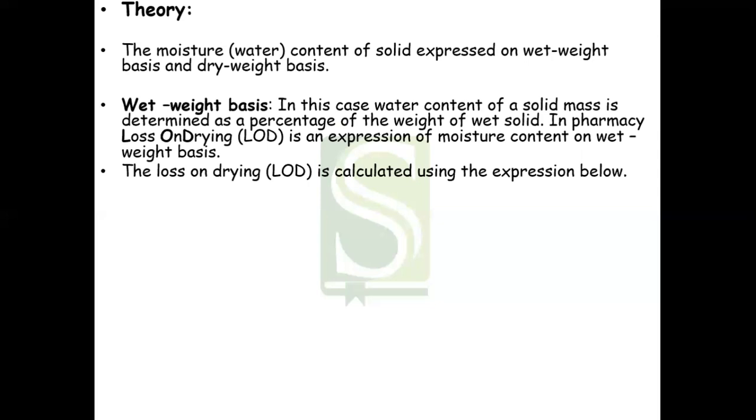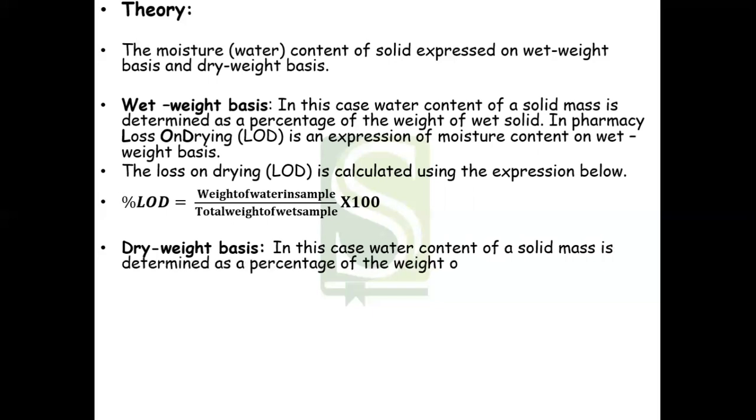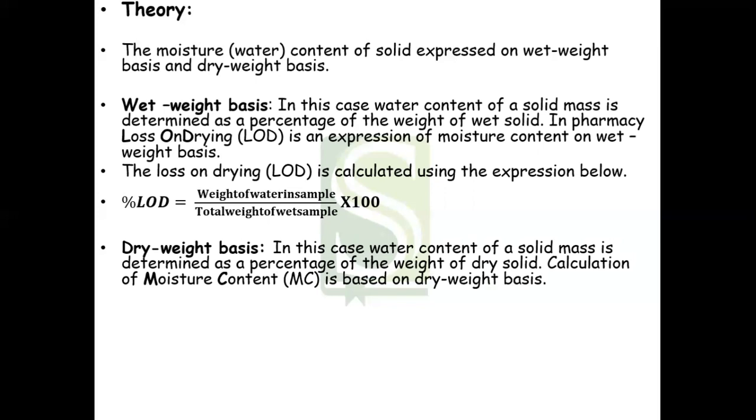The loss on drying is calculated using the expression: percent loss on drying is equal to the weight of water present in the sample divided by the total weight of the wet sample, times 100. As it is a percent quantity, we multiply it by 100. Now let us see what is a dry weight basis. In this case, the water content of the solid mass is determined as a percentage of the weight of dry solid. So calculation of moisture content is mostly based on dry weight basis.